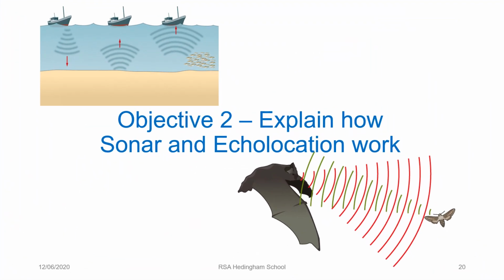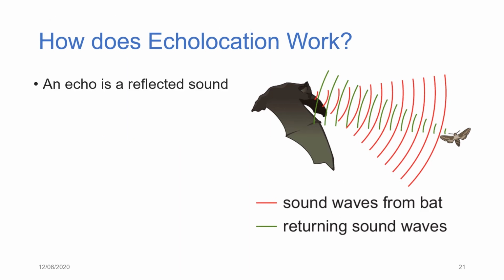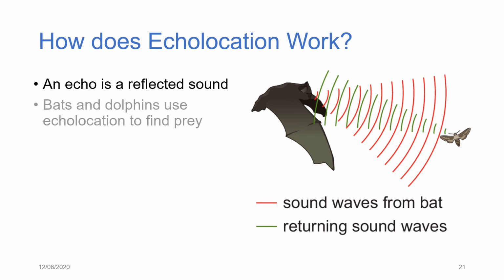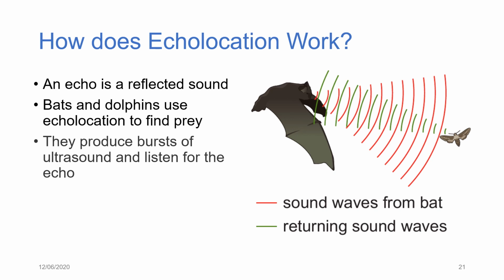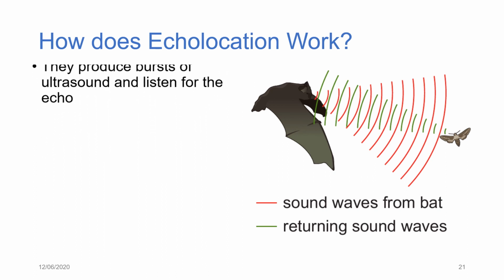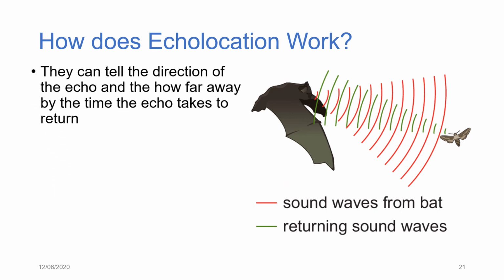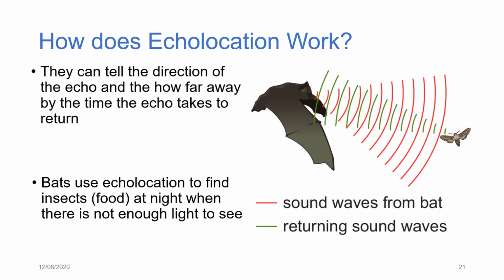To our second objective, which is to look at sonar and echolocation and explain how they work. So first of all, echolocation. An echo is a reflected sound, and bats and dolphins use echolocation to find food. They produce bursts of ultrasound and they listen for the echo. They can tell the direction from which these sounds come, and they can also tell how far away they are by the time the echo takes to return.